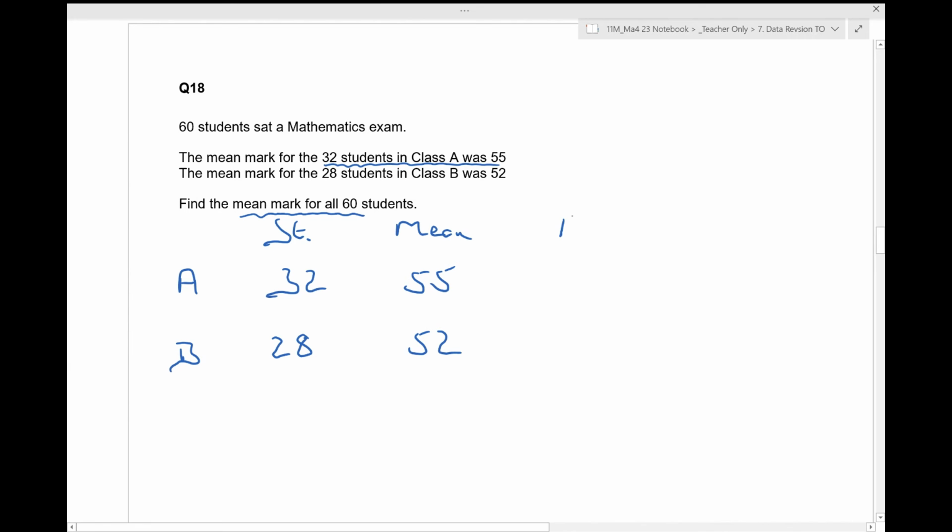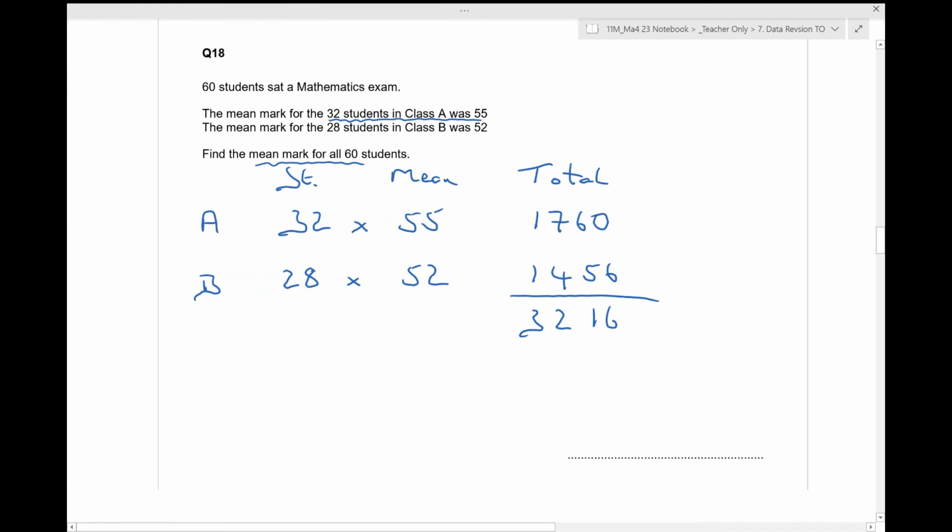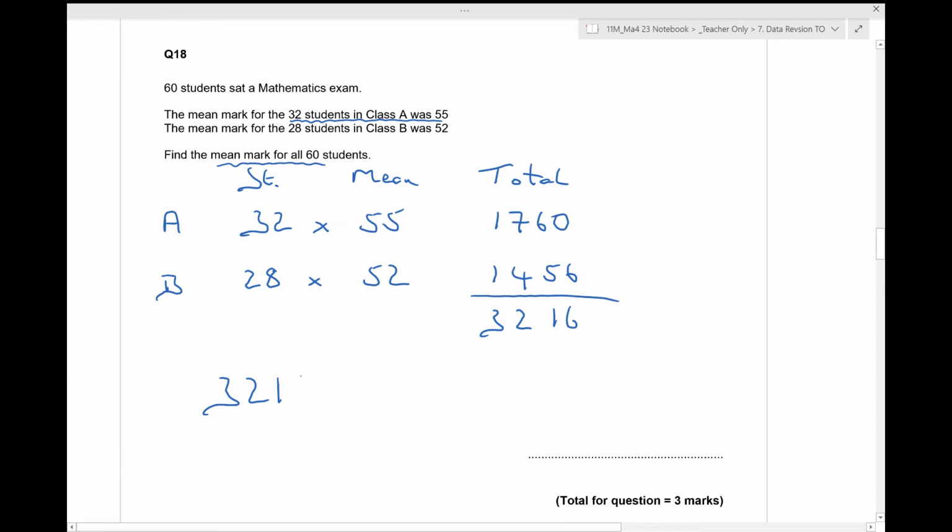Right, well, straight away, of course, I can work out the total of all the marks for the students in Class A. 32 times 55, 1,760. And I can work out the total of all the marks for the students in Class B. 28 times 52, 1,456. So I can work out the total of Class A and Class B. There you go. That's the total of all the marks. So if I want the mean mark, I'm simply going to do the total of all the marks divided by the number of students. 3216 divided by 60 gives me a mean mark of 53.6.